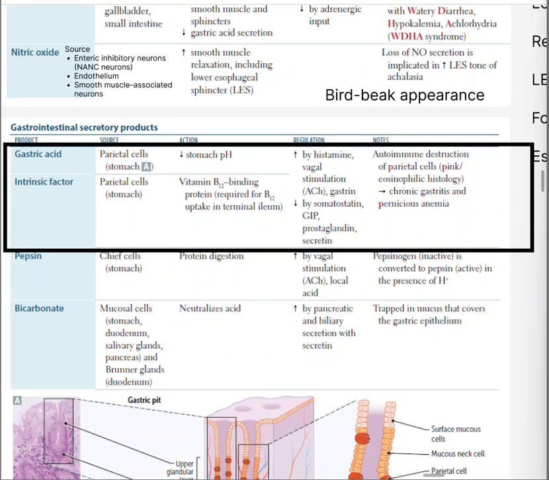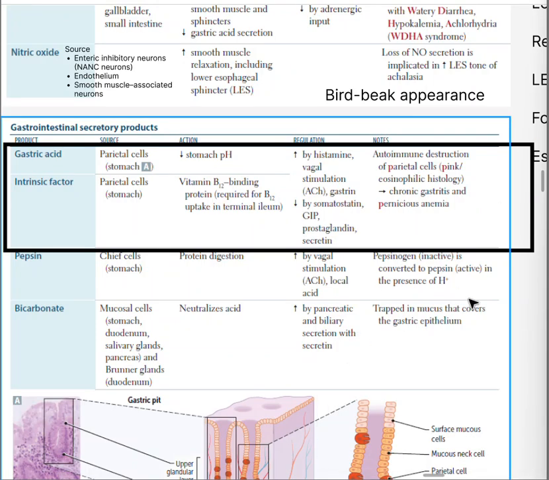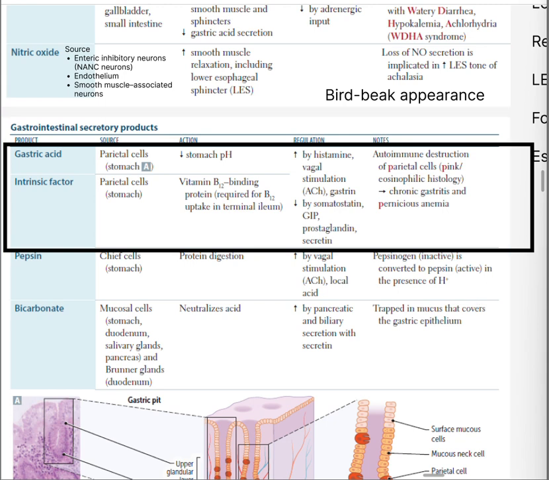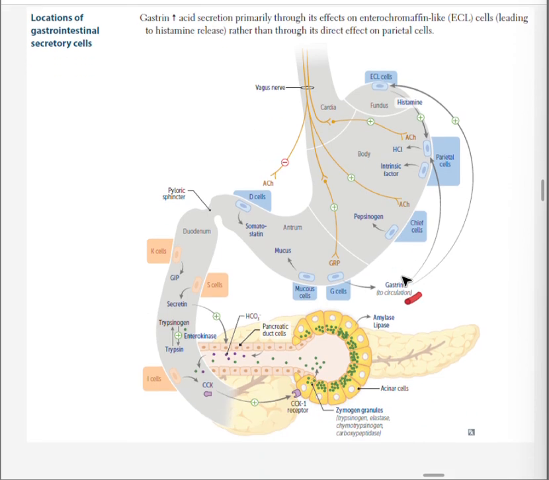We now move on to the gastrointestinal secretory products. The first two of which are gastric acid and intrinsic factor, both secreted by the parietal cells. The parietal cells are also known as oxyntic cells. They're present in the stomach and they mainly produce two critical substances, hydrochloric acid and intrinsic factor. The hydrochloric acid mainly converts pepsinogen into pepsin, and this activates protein digestion.